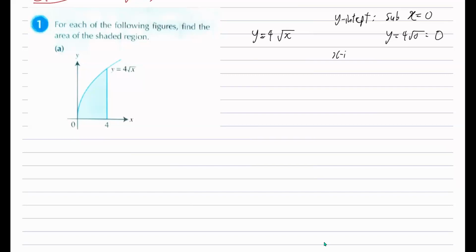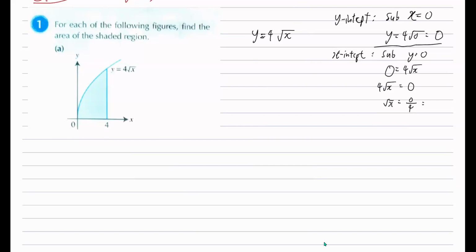How about the x-intercept? Other way around, so sub what? Sub y equals 0. This time 0 equals 4 times square root x. Square root x equals 0 divided by 4. Maybe I do one more line before I continue. Swap: 4 root x on the left equals 0 on the right first. Just swapping. Then after that, I bring the 4 over. Is that clear enough?